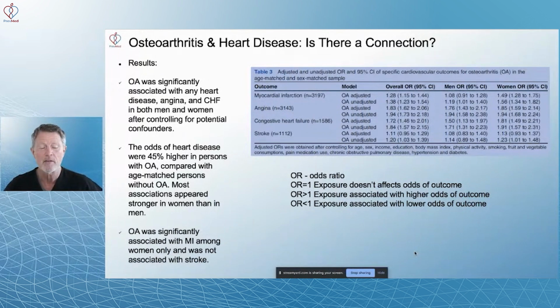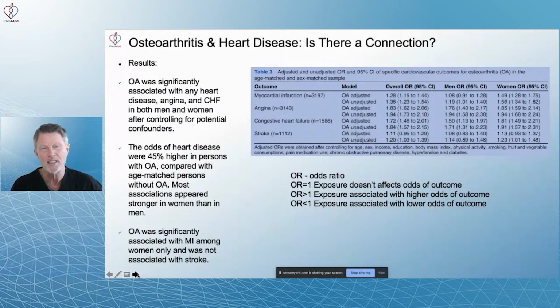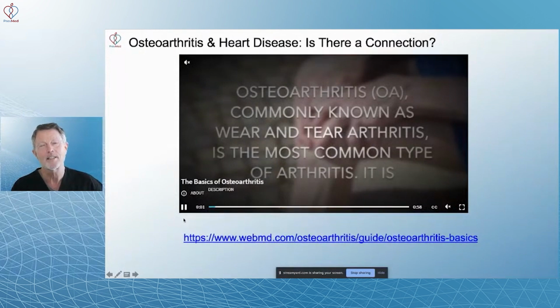Anyway, women have a greater risk for osteo associated with cardiovascular disease as well. Osteo was significantly associated with heart attack among women only. Other types of heart disease with men as well, but it was not associated with stroke. Now, what does that mean? Is that real? I don't know. To me, it sounds like what we call a research signal, something you find once in one study, but you never know. I think that's why you always hear at the end of these studies, we need to have more research.